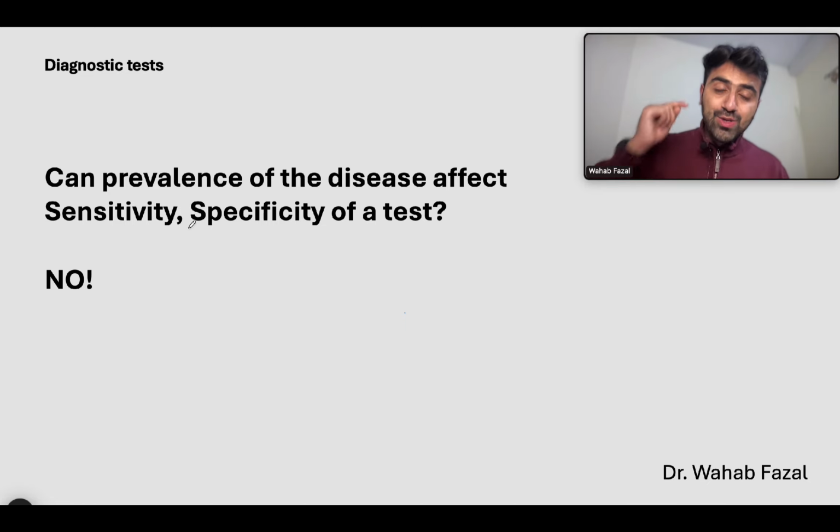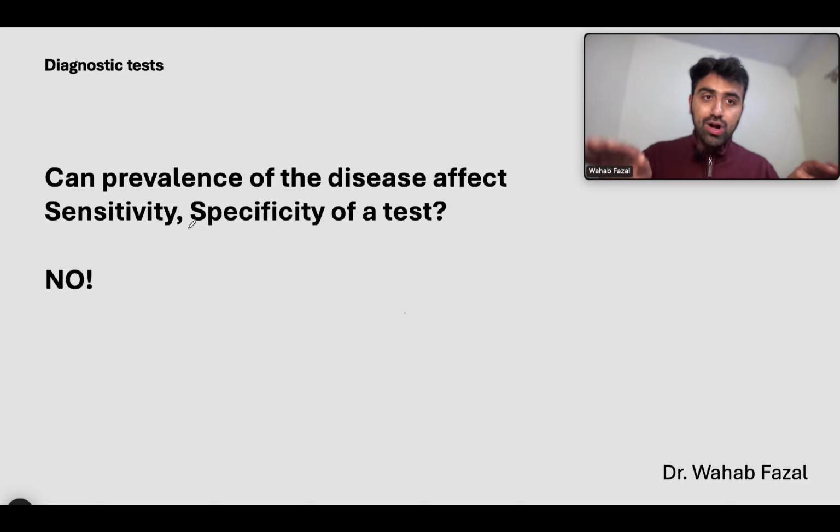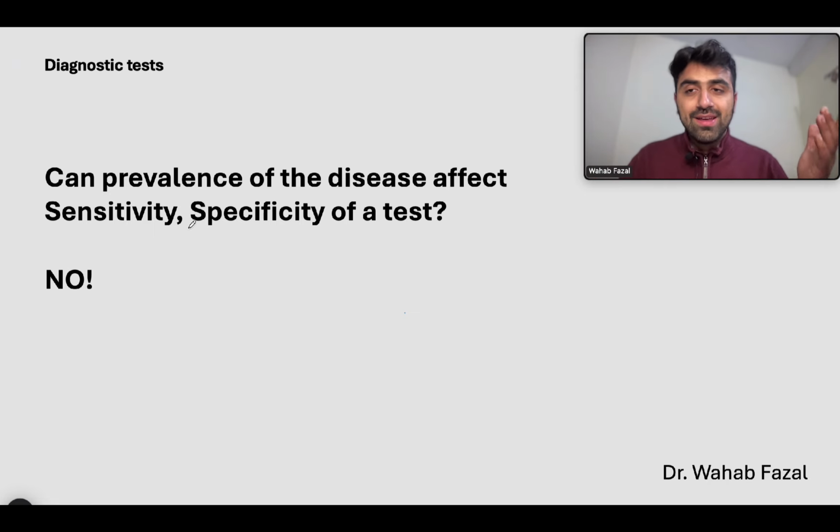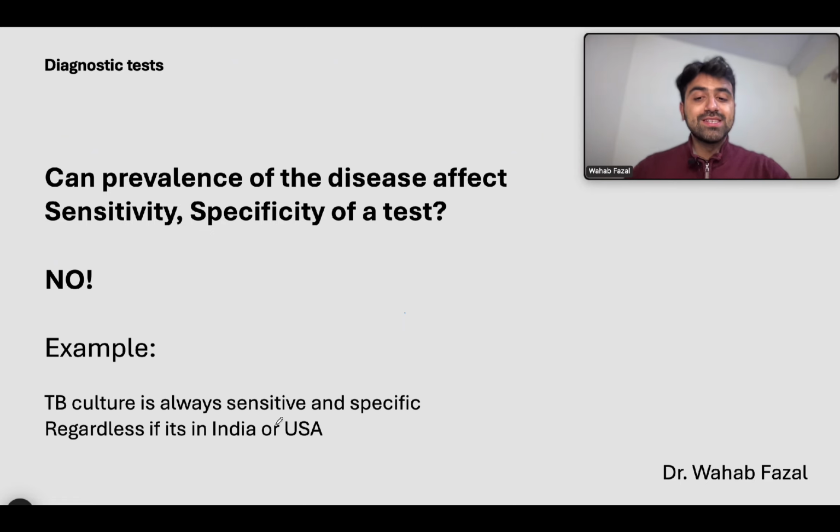So the next time when your attending says in the ward that the sensitivity of this test in this population is not great, tell him. Actually, don't tell him, but you can think in your mind, maybe this is not right, because the sensitivity and specificity of a test is a permanent thing that is associated with the test itself. It does not vary with each population. For example, a TB culture is always sensitive and specific, regardless of whether it's India or the United States of America. These can be populations with very different prevalence of tuberculosis.